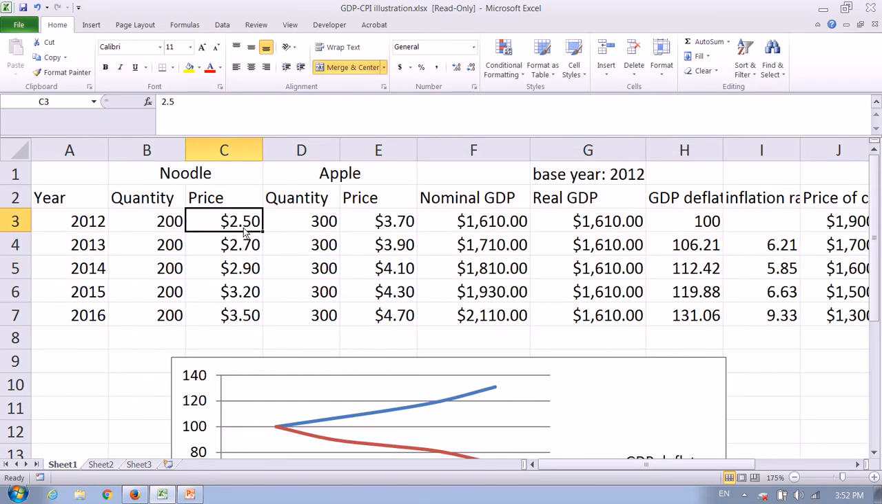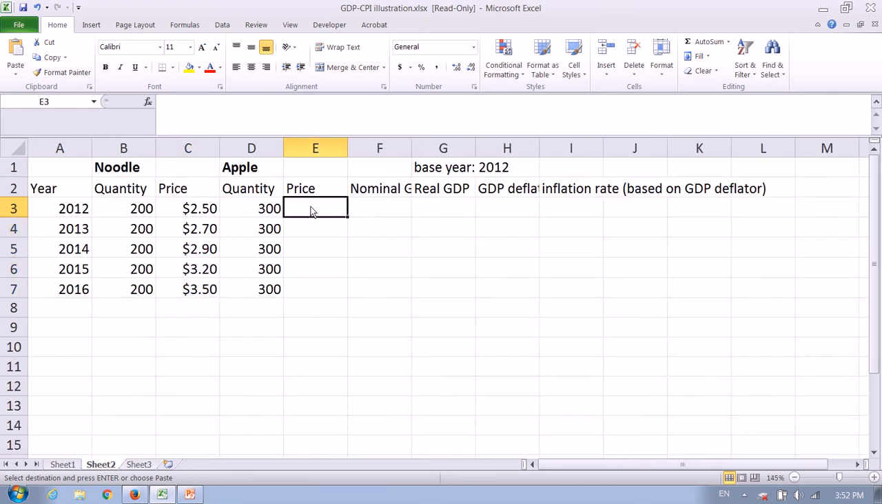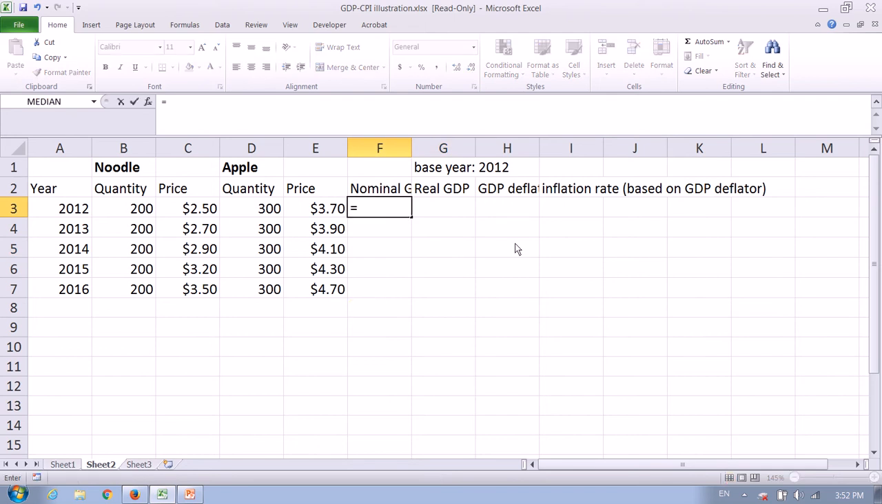and the price of apple is this in each year. Okay, now we can calculate nominal GDP first. So it's the market value of all final goods and services produced in this country within each year. So the market value of noodle is the quantity B3 multiplied by the price C3. That's the market value of noodle plus market value of apple. So it's B3 multiplied by D3.